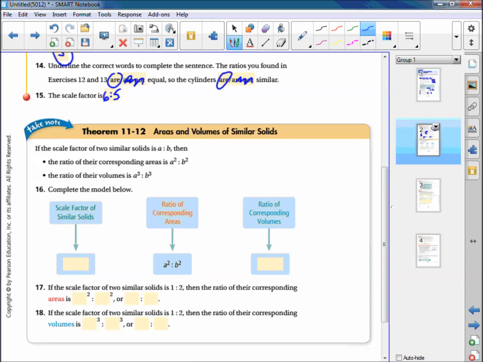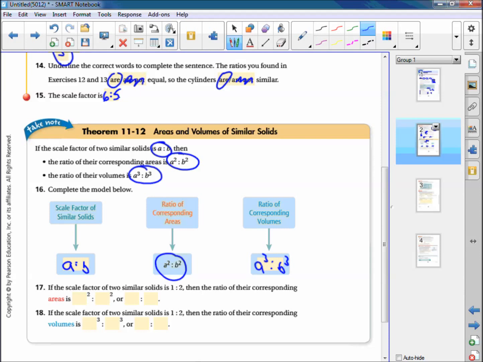Theorem 11-12, areas and volumes of similar solids. If the scale factor of 2 similar solids is A to B, so that means when we're comparing the left and right, the up and down, and the front and back, they all end up being the same, then the ratio of their areas is going to be a squared to b squared, and the ratio of their volumes is going to be a cubed to b cubed. And we'll do some example problems and show how this works. So complete the model below. Scale factor of similar solids, if it's a to b, then the area is going to be a squared to b squared, and the ratio of their volumes is going to be a cubed to b cubed.